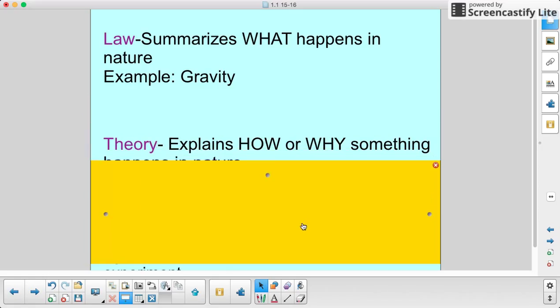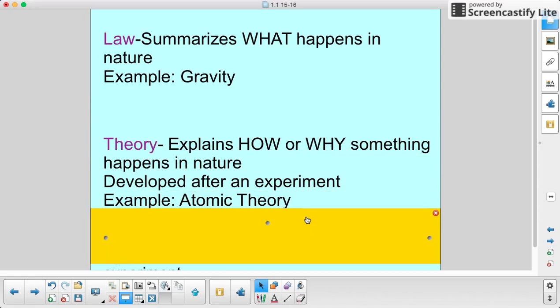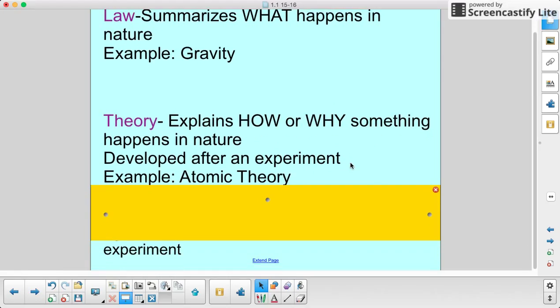A theory, on the other hand, explains how or why something happens in nature. Theories are also backed by a huge amount of evidence, just like laws, so they're developed after repeated experiments. And the example we used in class is atomic theory, which helps me understand how atoms interact with other atoms, what they're made up of, and why they react and bond the way they do.